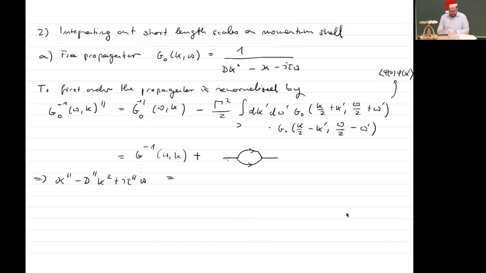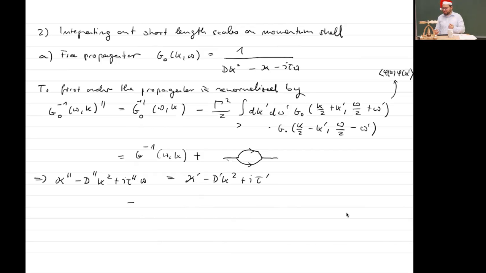That's equal to k prime minus d prime, k squared plus I tau squared, minus, and now comes this integral here. And I'm just telling you the solution. Of course, these integrals, the diagrams, everything are just a way of writing things down. But in the end, you have to solve integrals.